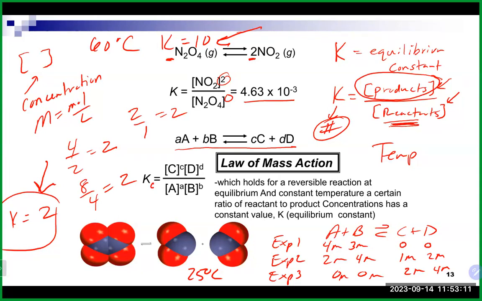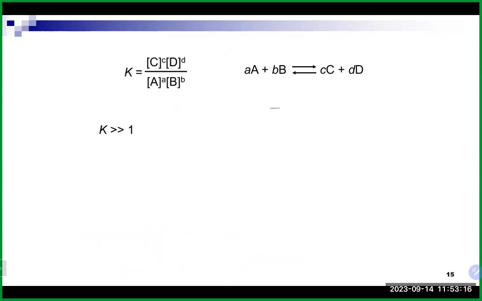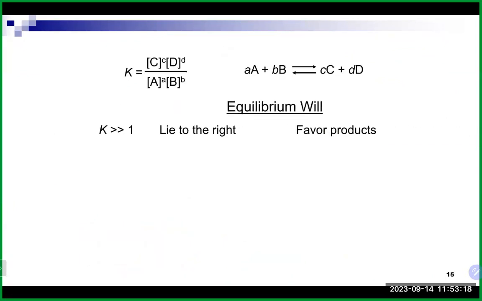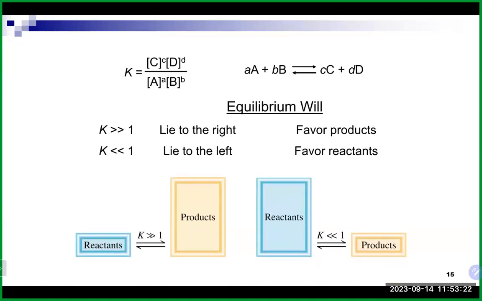So what is considered a big number? Well, 1 is the dividing line. So if you have an equilibrium constant that is greater than 1, it is considered large, which means you would mainly have products being favored. And vice versa, if you have an equilibrium constant that is less than 1, then you would expect to mainly have reactants.